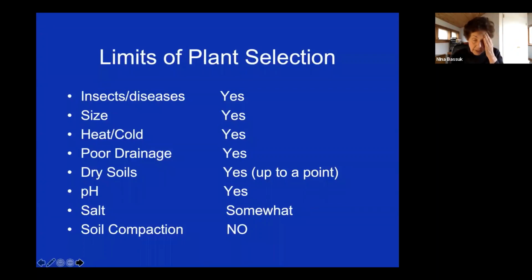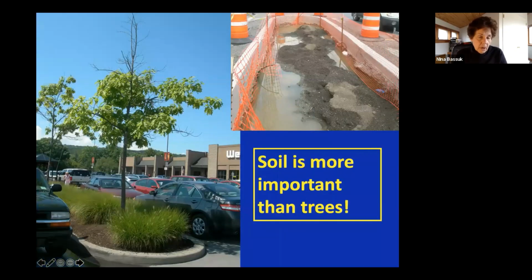But soil compaction, you cannot choose a tree that is tolerant of soil compaction because of the density of the soil, the fact that it stops roots from growing and causes a lot of problems. So we need to think about, with good tree selection, how can we modify the soil? Now, this is really a talk for another time, but just to give you a few pictures about this.